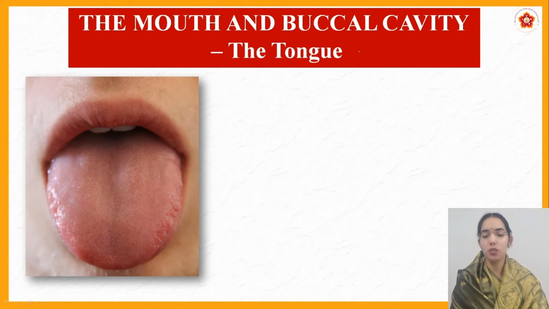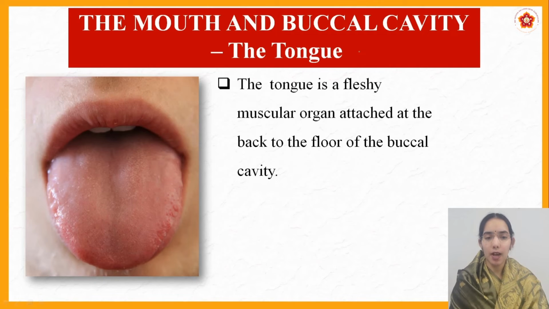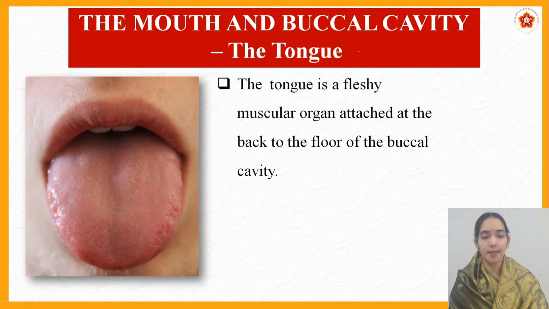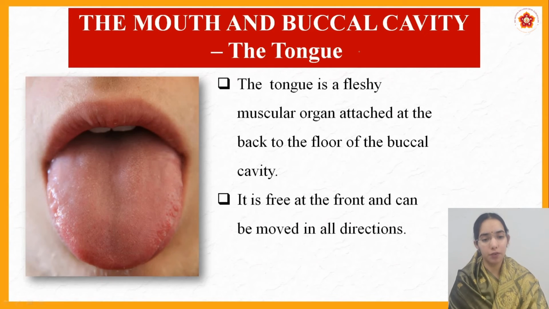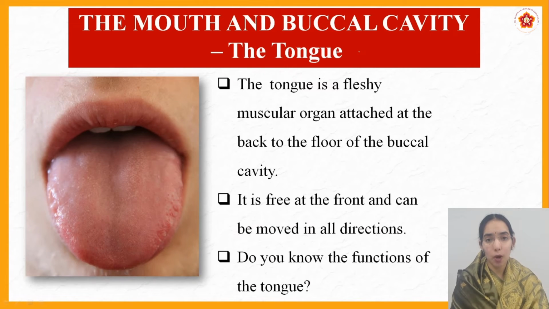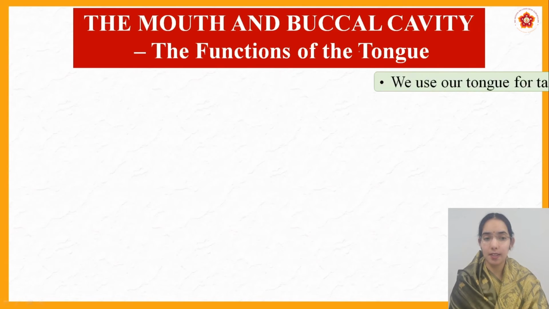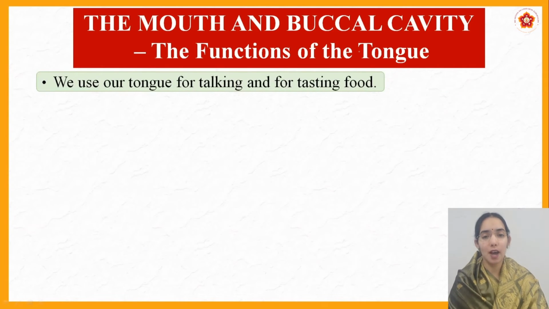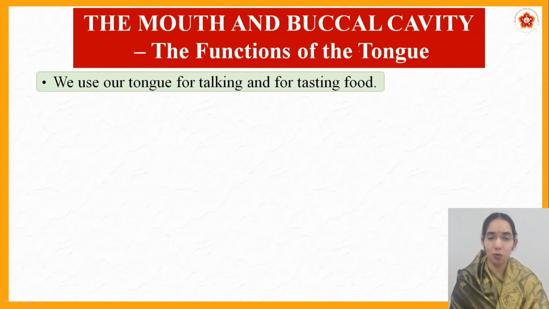Now let's study about the tongue. Now tongue is a fleshy muscular organ. So it is a muscular organ attached to the floor of the buccal cavity. It is free at the front and can be moved in all directions, as we know. Now, do you know what are the various functions of the tongue? Let's study that. We use our tongue for talking and for tasting food.